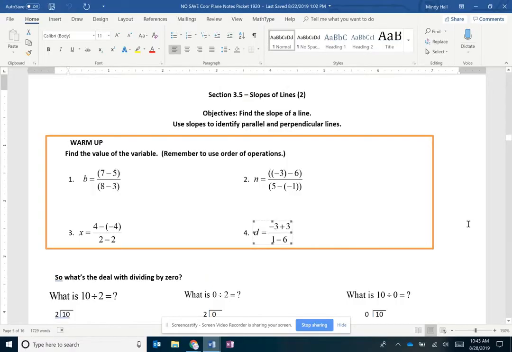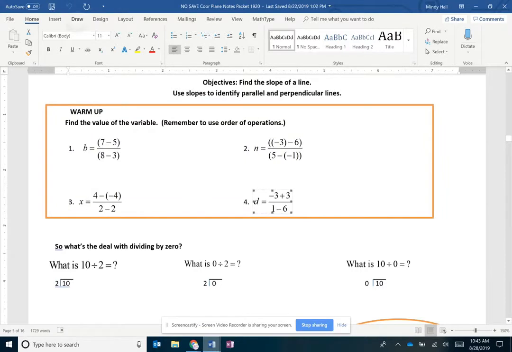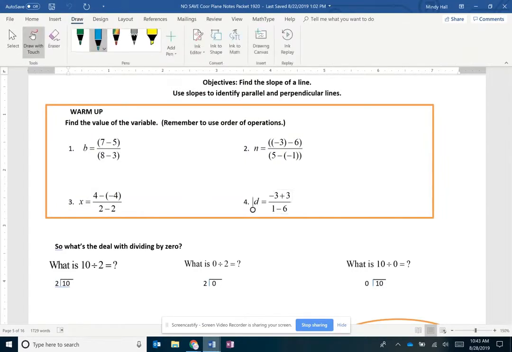So we are going to work on the slope of lines today to help us identify parallel and perpendicular lines. So quickly, just going over the warm-up. With order of operations, with these fractions, even though like number 4 doesn't have parentheses, they are just kind of assumed there. So don't feel like just because there's not parentheses, you do division first.